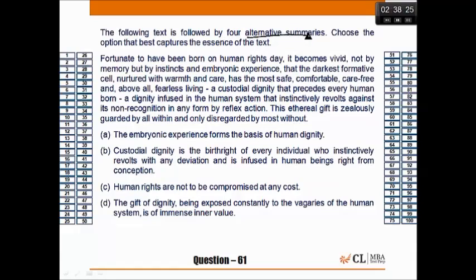Again, summaries. Okay, let's see this one. Fortunate to have been born on Human Rights Day. It becomes vivid, not by memory, but by insights and embryonic experience, that the darkest formative cell, nurtured with warmth and care, has a more safe, comfortable, carefree, and above all, fearless living, a custodial dignity that precedes every human born. That's a huge sentence. Let me just hold. Let's see what he's saying.